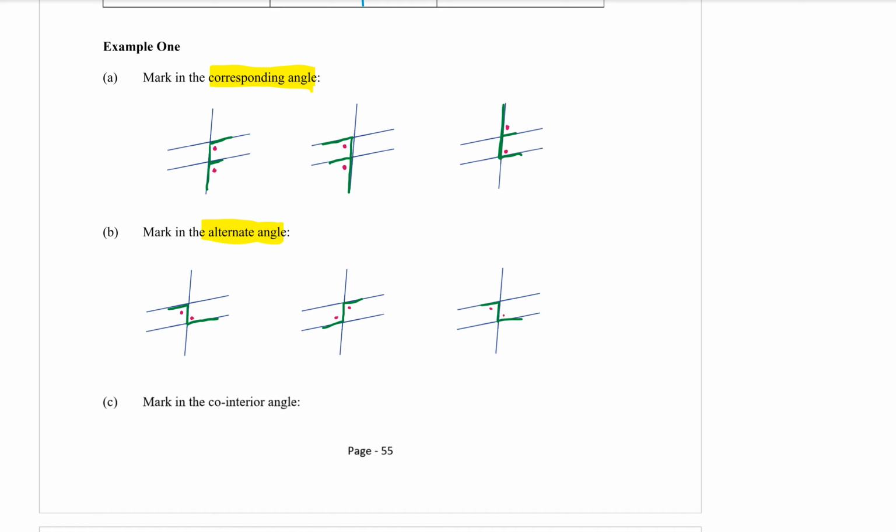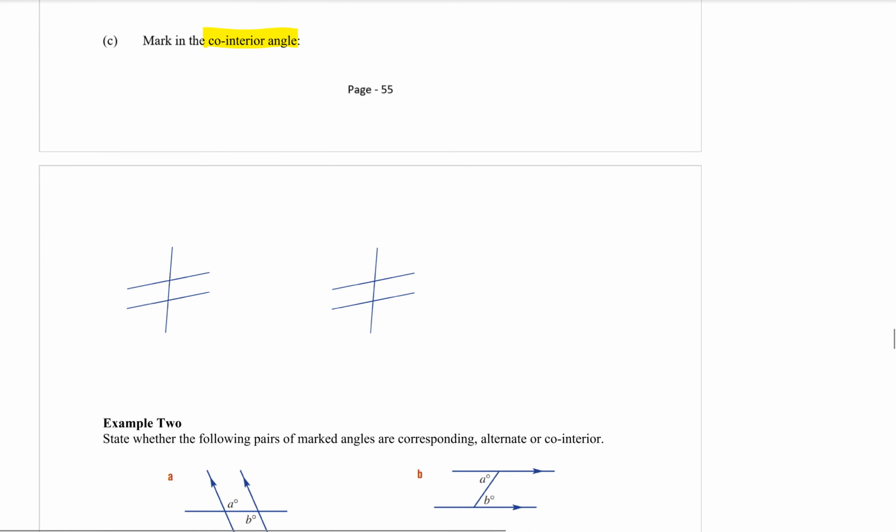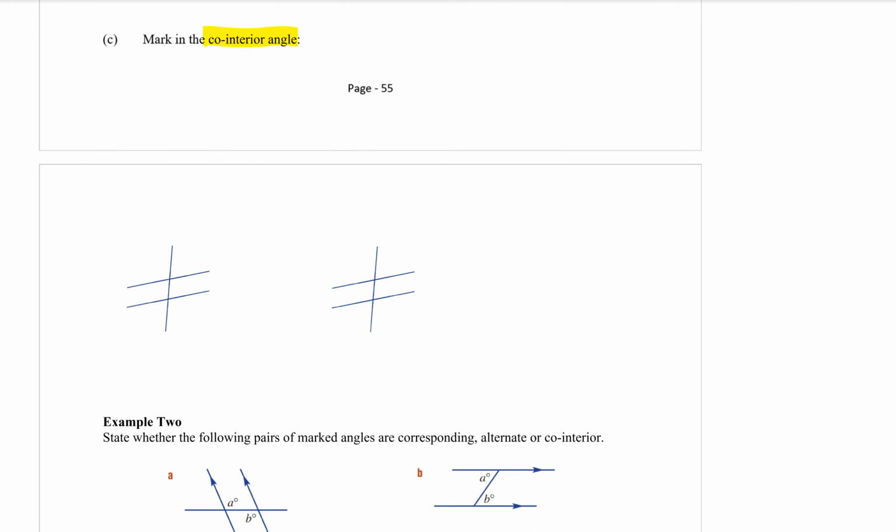Part C, we now want to do the co-interior angle, which the diagrams are on the next page. Co-interior angles make a C shape like that, and they add to 180. So we have to use different symbols in our angle. So I'll put a dot in this one and an arc in that one. They are co-interior. I can draw my C shape backwards, and that angle and that angle would be co-interior.